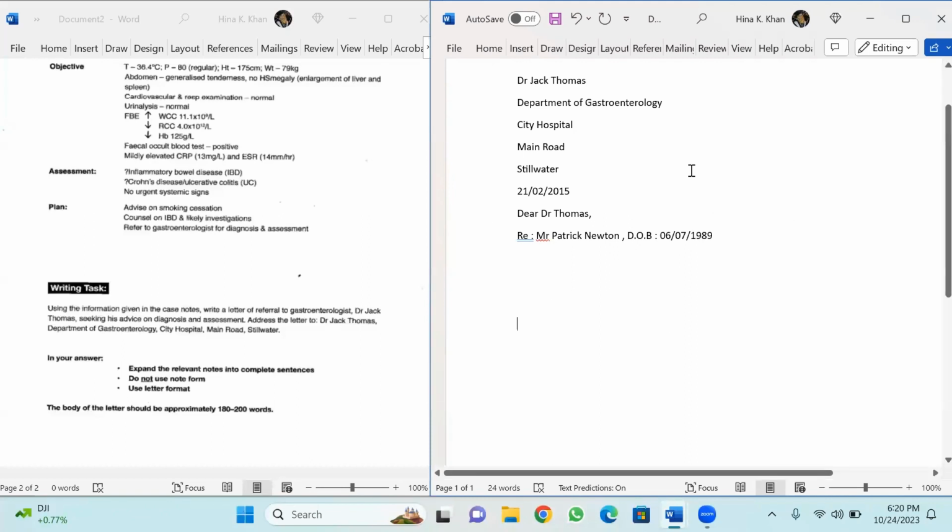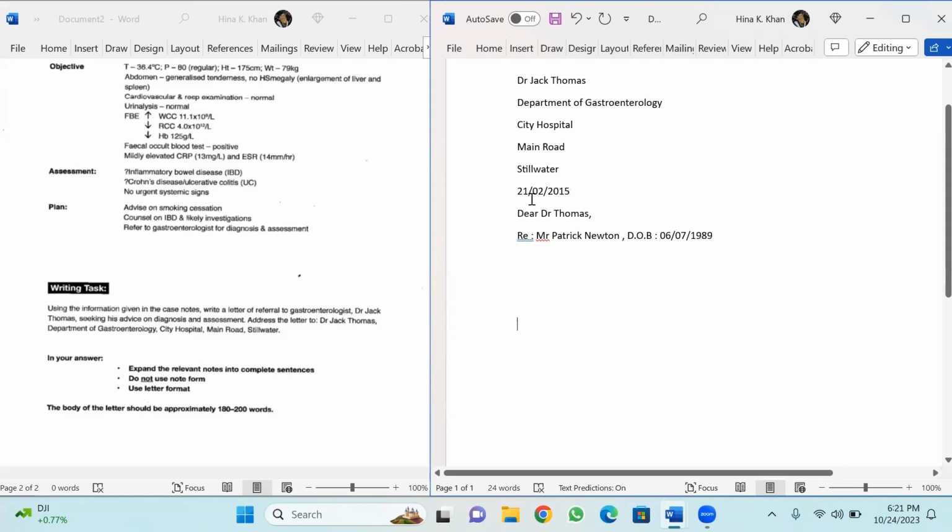There is no need of a comma after anything. This address, you will just write it like that. Now, one more thing is that here the date is here. You can just write it like this, or you can write 21st February 2015 also. Here you can write both, there is no problem, but in between the letter you have to write the date in this format.